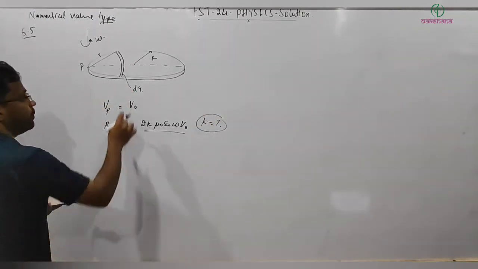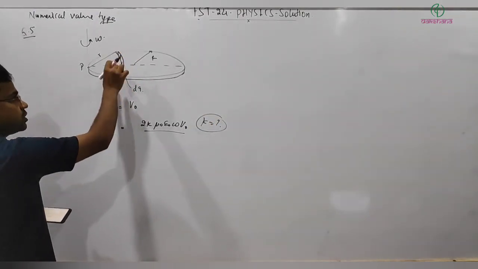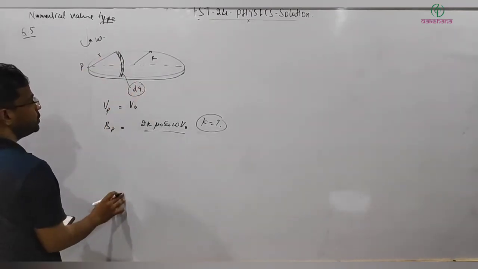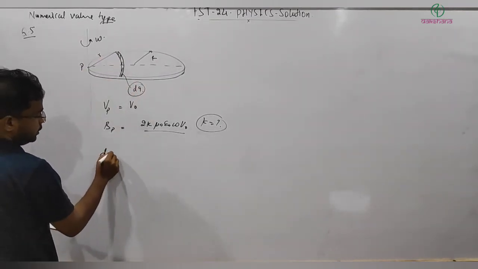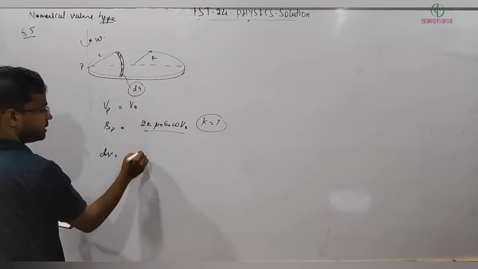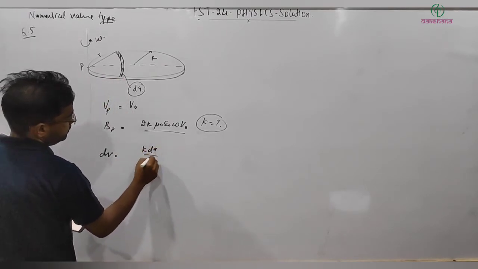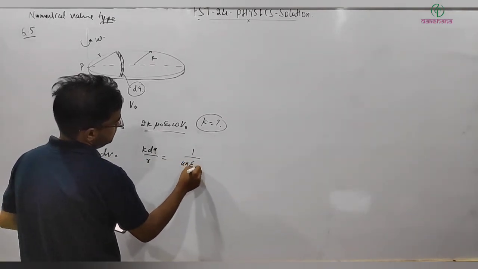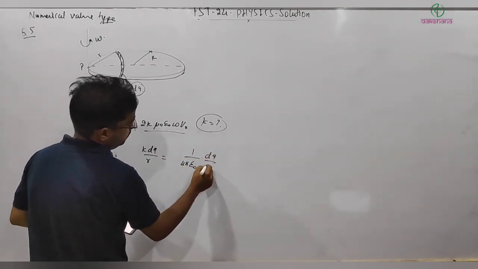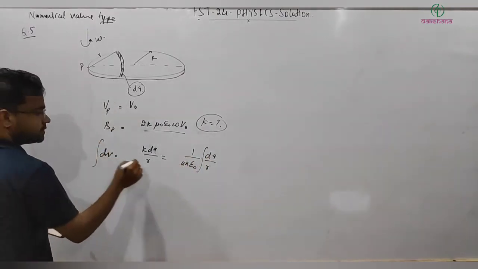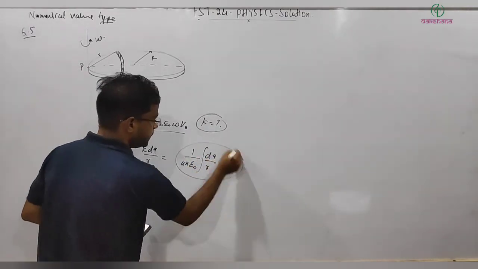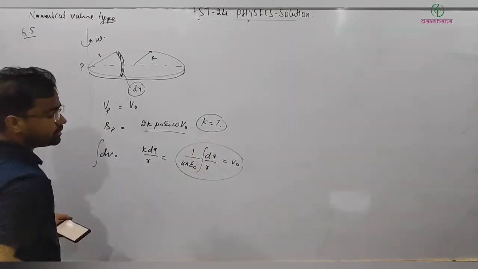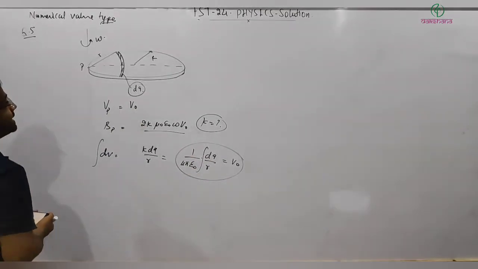If I take one small part of the disc at a distance r, then the charge can be written as dq, and the potential dV due to this charge at point P can be written as K dq divided by r, that is 1 by 4 pi epsilon naught into dq by r. The integral of this will be equal to V naught, integrating over the complete disc. So we got dq and this is the value V naught.